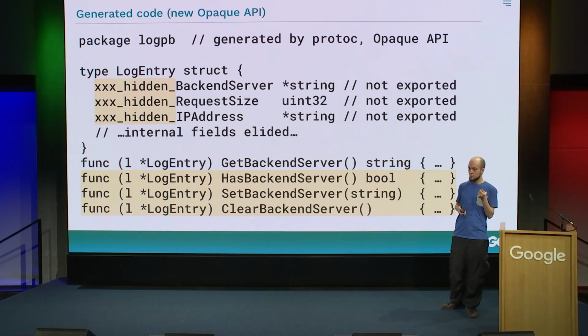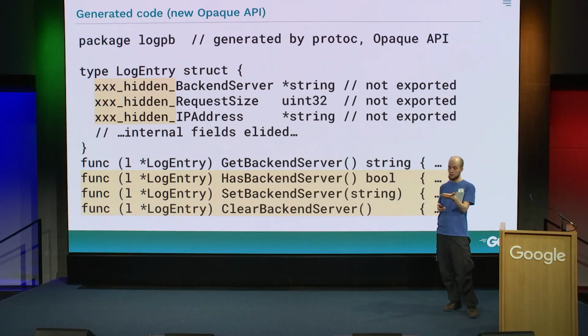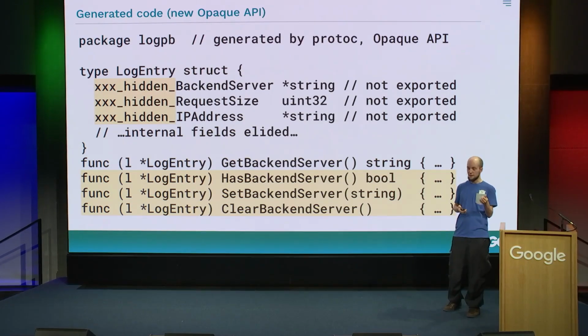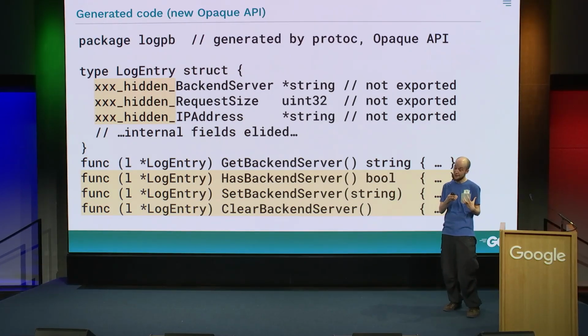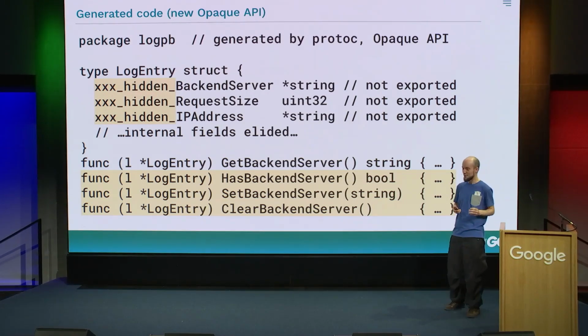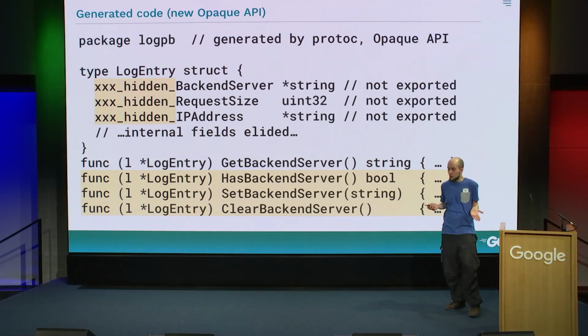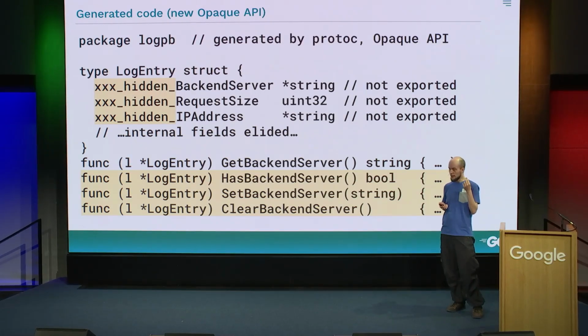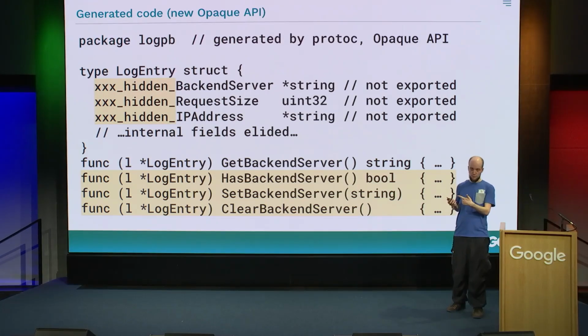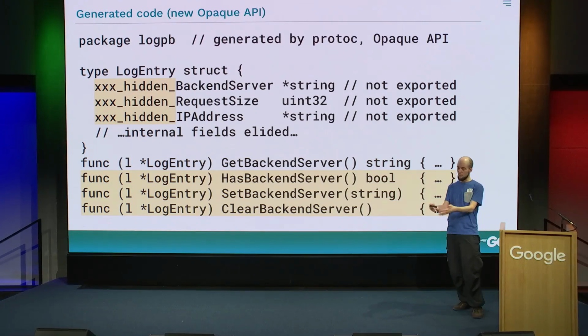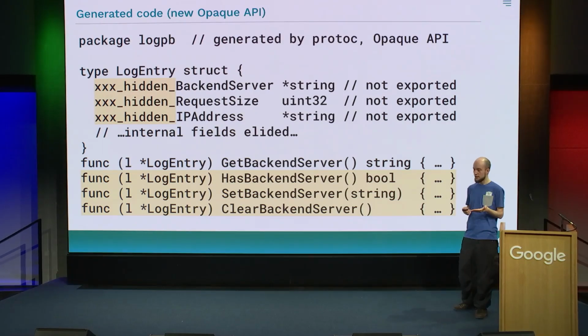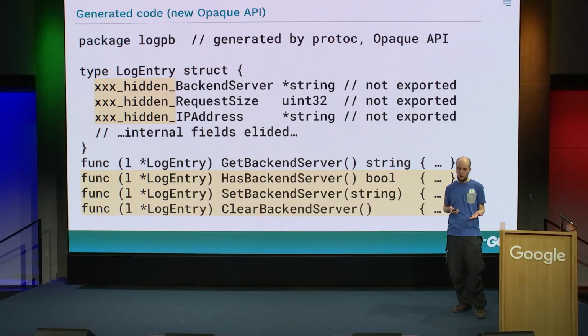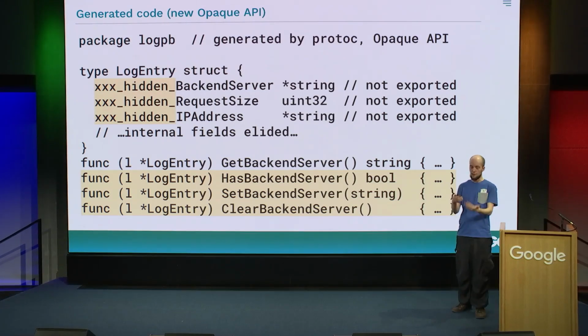So now, instead of the backend server field being at your disposal, you can see that the field actually has an xxx underscore hidden underscore in front of it, just to be very clear that you should not be accessing this field, even if you tried. And these fields are no longer exported, right? So unless you resort to unsafe tricks, you can't even get at them. In addition to the getter method, which we had before, we now have additional methods that allow you to do the things that previously were sort of modeled via pointers. So now we also have a has backend server and a set backend server and a clear backend server, right? But now it's up to us to sort of define the implementation of those APIs.